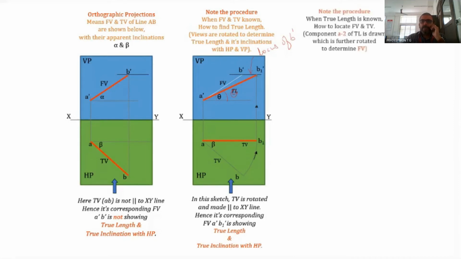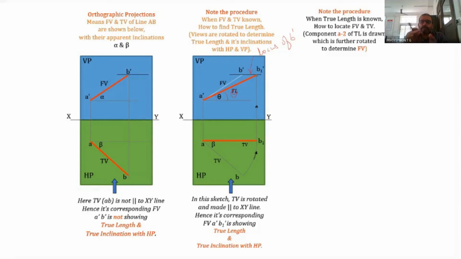Now we move on to when the true length is known. Whatever we have discussed here is the case when we don't know the true length. We only know the projections. But when we know the true length, how to determine the top view or the front view, that we have to see. So how to locate the front view and top view. The component A2 of the true length is drawn, which is further rotated to determine the front view. That is a procedure which is similar to this one, but in the reverse order is what we are doing.